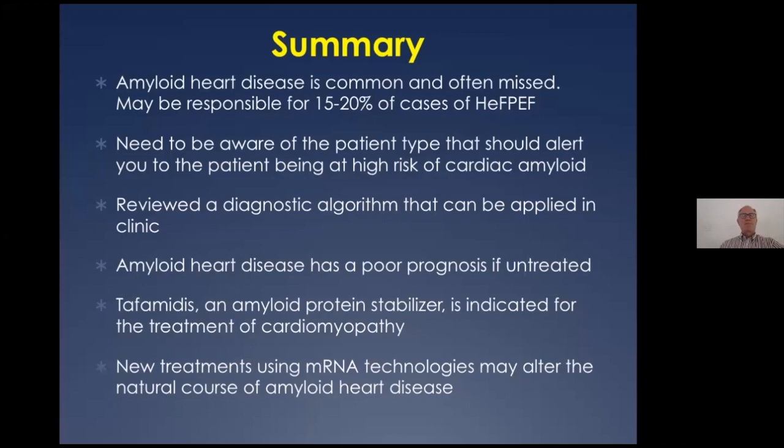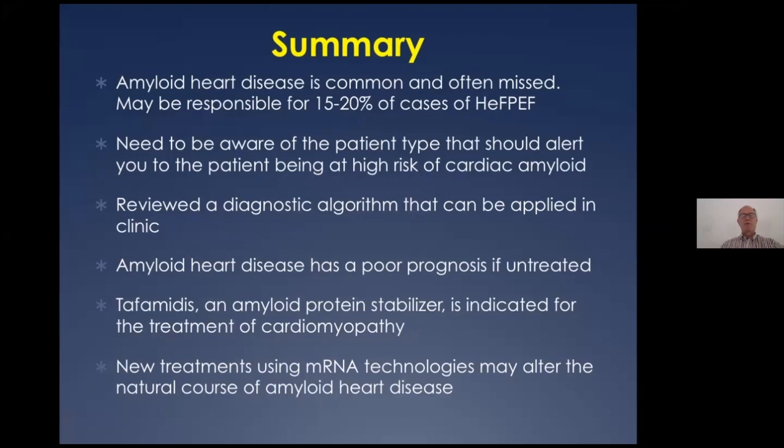So in summary, amyloid heart disease is common and often missed. We talked about the clinical pearls, looking for both the cardiac and extracardiac manifestations. You really need to be on the lookout, because we're talking about a disease state with a very poor prognosis. And now we have a treatment for both the neuropathies and the cardiomyopathies. It may be responsible for up to 20% of cases of heart failure with preserved ejection fraction. You need to be aware of the patient type, and those certain situations that we just talked about, to identify those patients at high risk of cardiac amyloid.